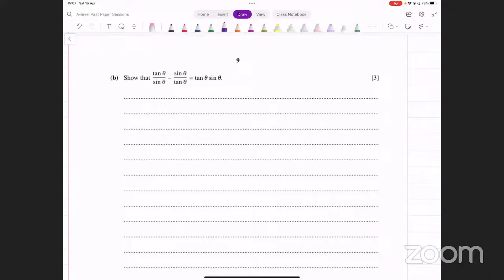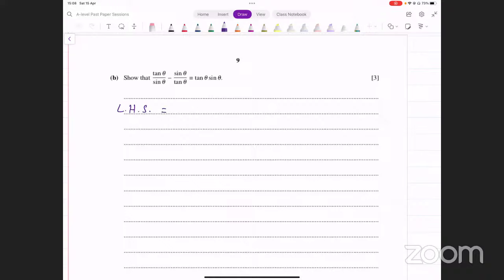Okay, so we need to show this thing, tan theta over sine theta minus sine theta over tan theta, that equals tan theta into sine theta. Now, which side do we start from? We should start from the left-hand side because that is the side that has fraction. उसको convert करना right side वाली form में आसान होएगा. और normally हम ज़्यादातर क्या कर रहे होते हैं? Left वाली side से ही start कर रहे होते हैं. Let's start from this and see what we get.